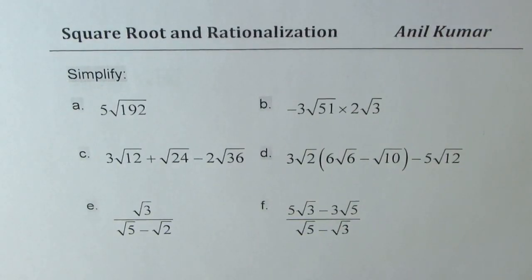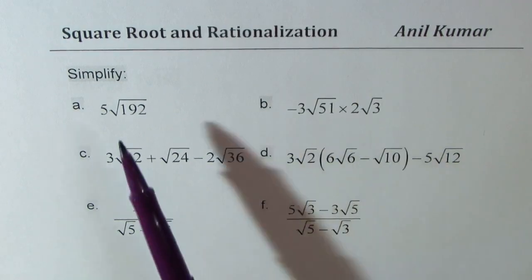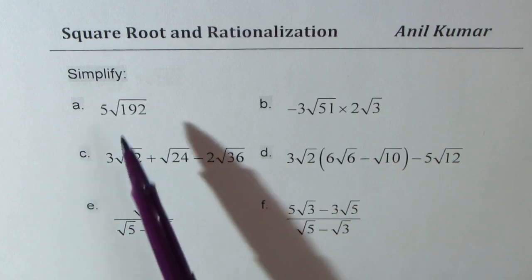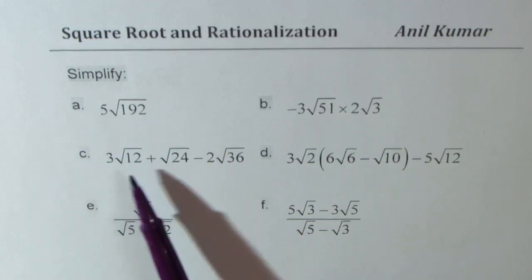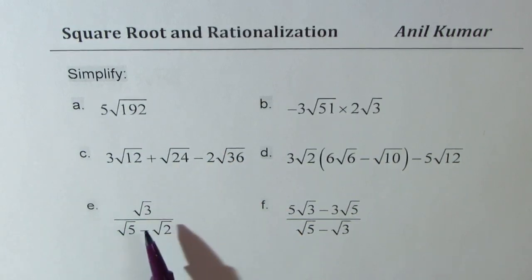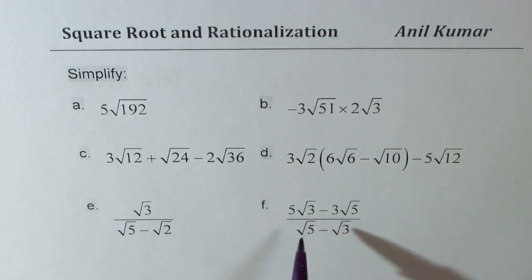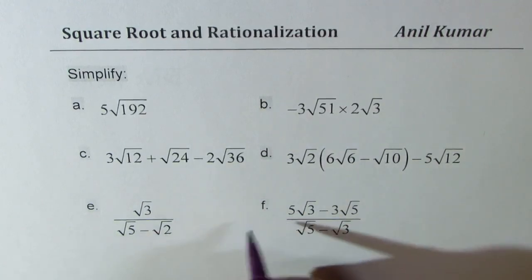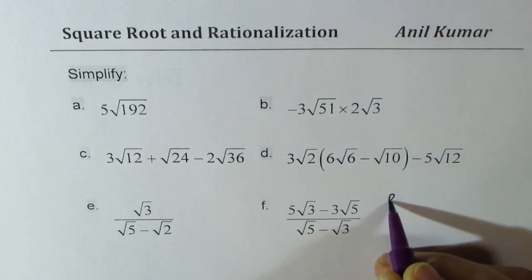I'm Anil Kumar sharing with you some questions based on radicals. We will see how to simplify these expressions and also how to rationalize when required. So the first four examples are to work with surds or square roots. And the last two questions here, E and F, you need to rationalize and then simplify. So for E and F, we'll do rationalization.